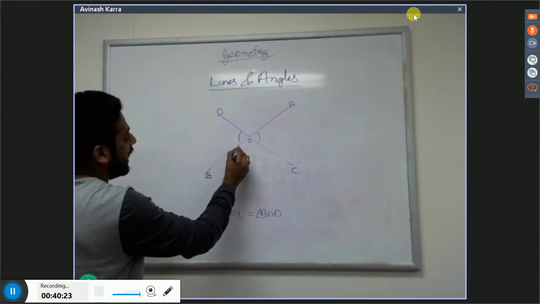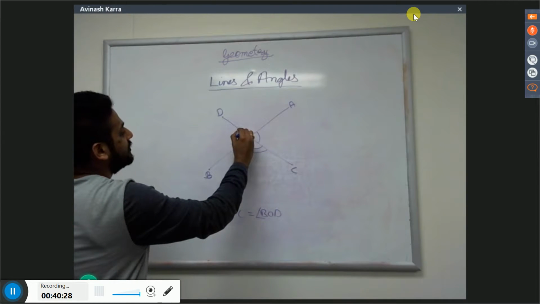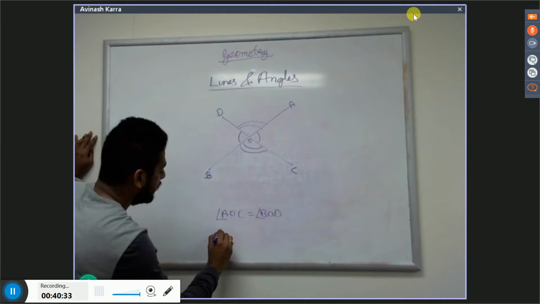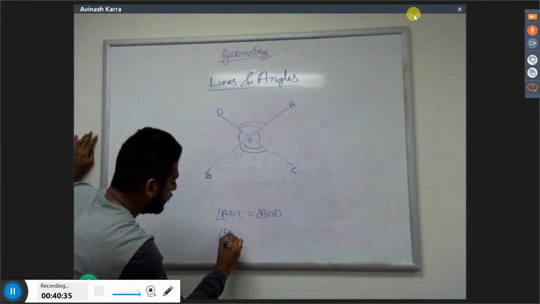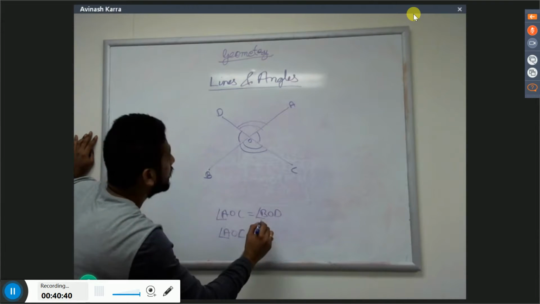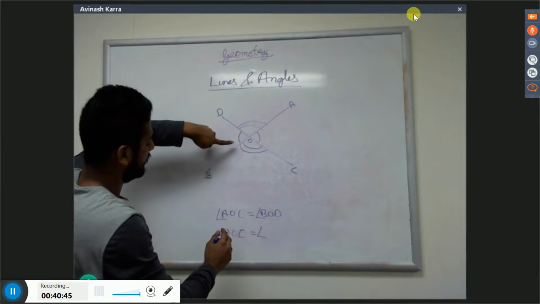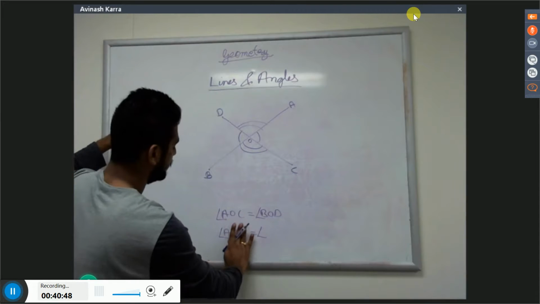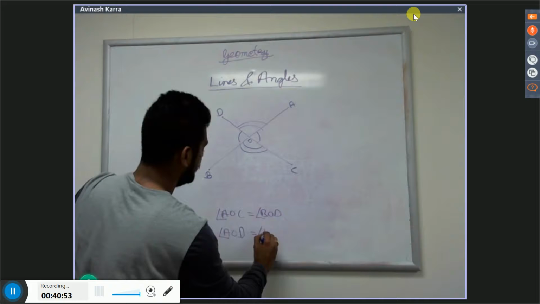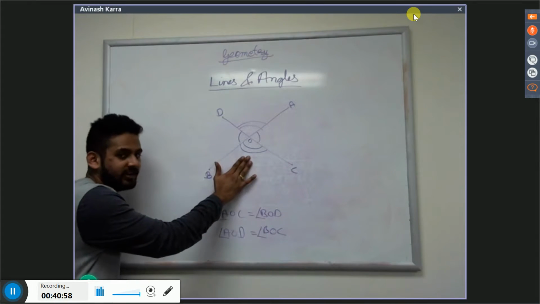And in the same way, angle BOC is equal to angle AOD. Angle AOC, angle AOD is equal to angle BOC. Did you guys understand this?